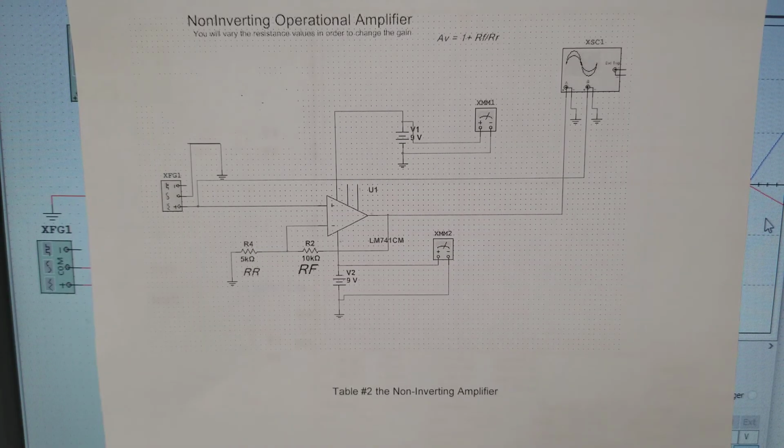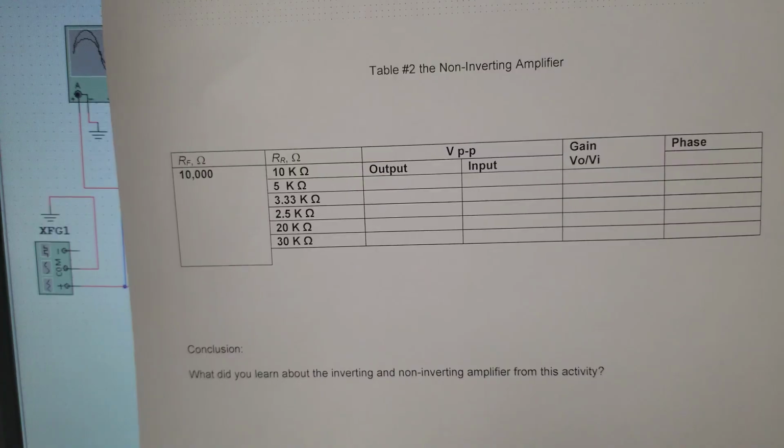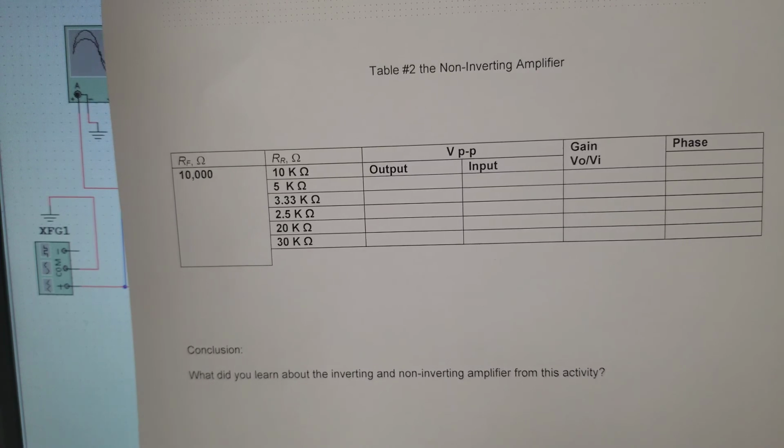Next, we're going to build our non-inverting op amp. We're going to build this circuit, and then we're going to use the findings from that circuit to fill out table 2.